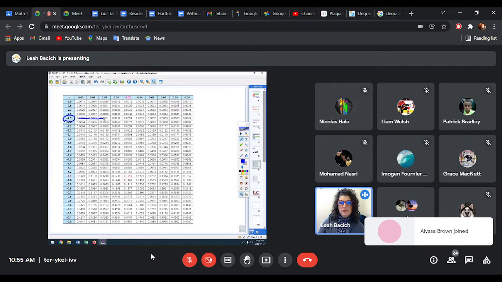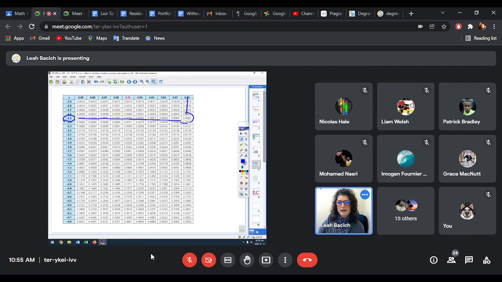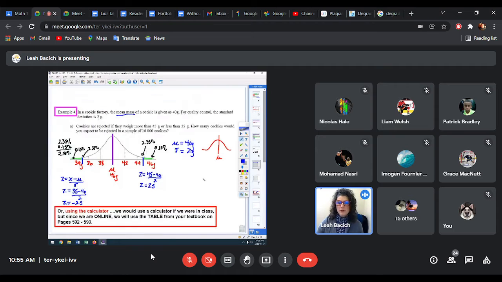So if I go to my table now at negative 2.5, I'm going to come right over, because it's just negative 2.5, to here. So it's 0.0062. So I record that. So yesterday we talked about what would that look like for a percentage. If I multiply that by 100, I get 0.62%.